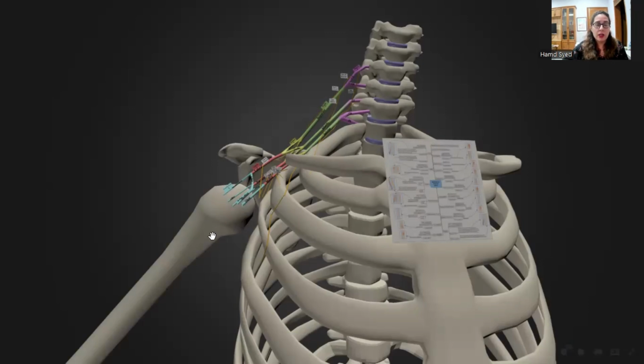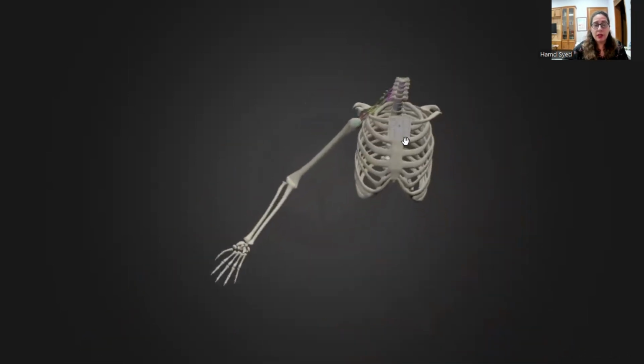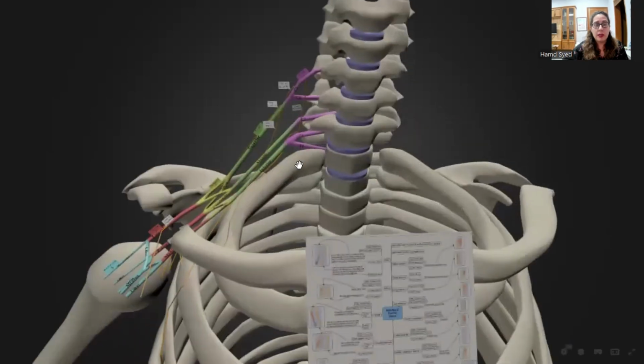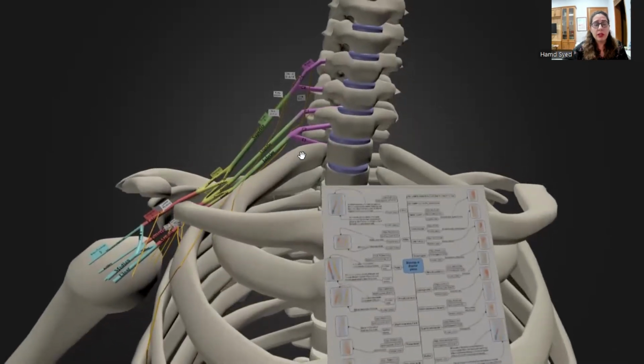So now let's look at the brachial plexus itself. Let's look at the branches in detail. Over here, I told you that the brachial plexus is basically formed from the roots. The roots are formed from the anterior rami of the fifth cervical to the first thoracic spinal nerves.